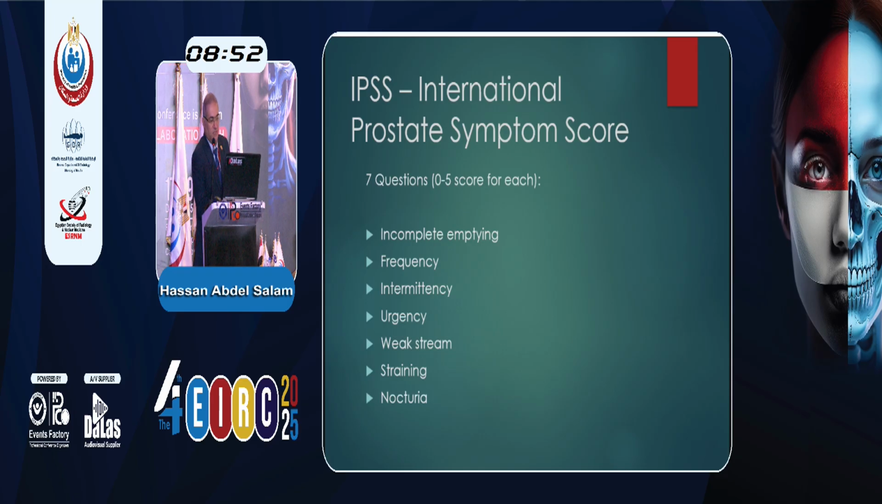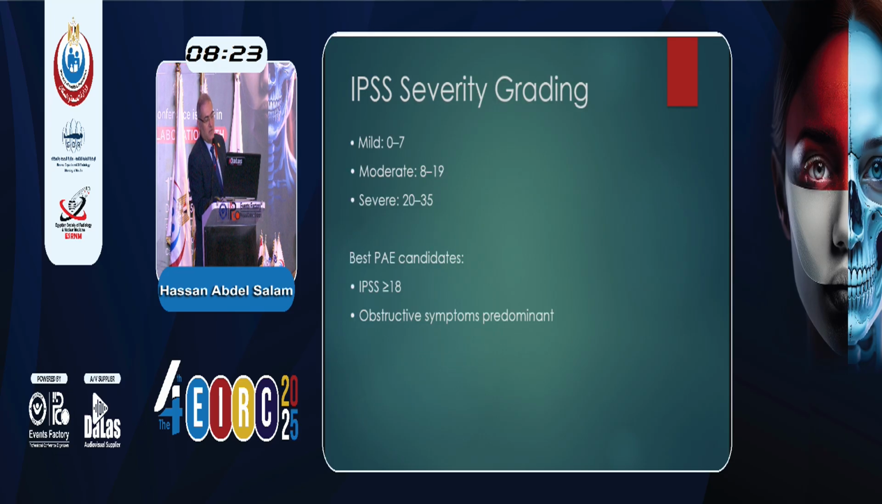The International Prostate Symptom Score is seven questions to be asked to the patient, and then the patient will select his answer between 0 and 5, and then the score is calculated. The questions are incomplete emptying, frequency, intermittency, urgency, weak stream, straining, and nocturia. And the score is calculated and then graded into mild, moderate, and severe. So 0 to 7 is the mild form, 8 to 19 is moderate, and 20 to 35 is severe form.